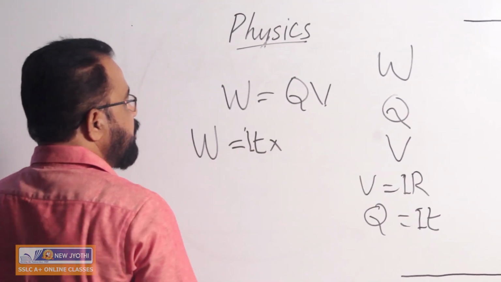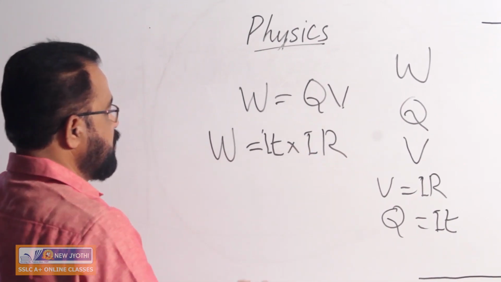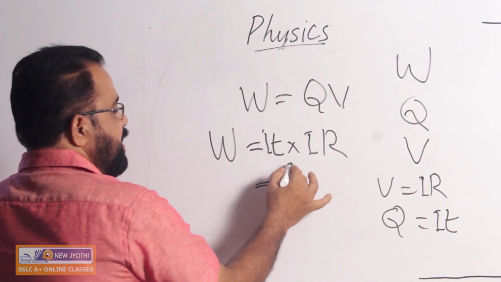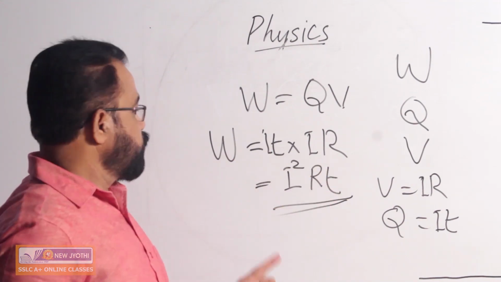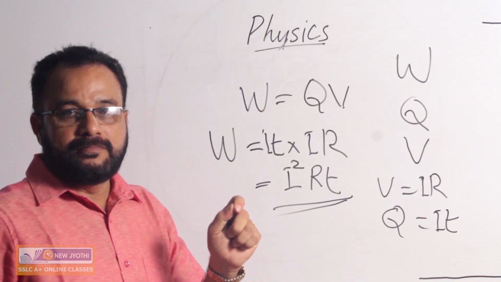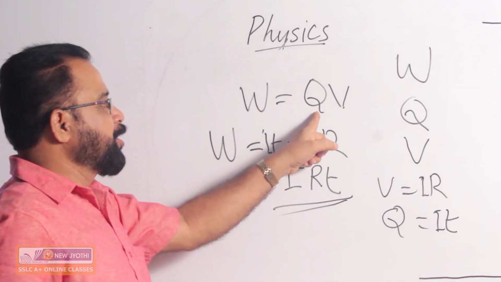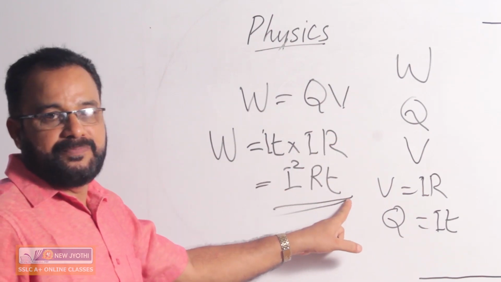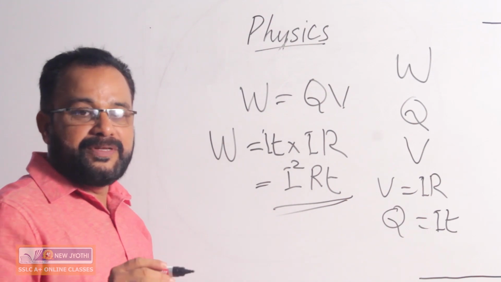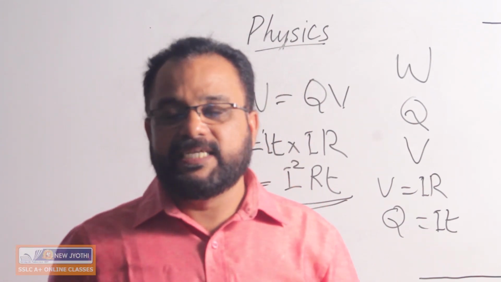into IR, which is equal to I squared RT. So the work done in moving the charge from one point to another point, which is equal to QV, we have got that the work done is I squared RT. So in moving the charge through the nichrome wire, the work done is the heat energy.